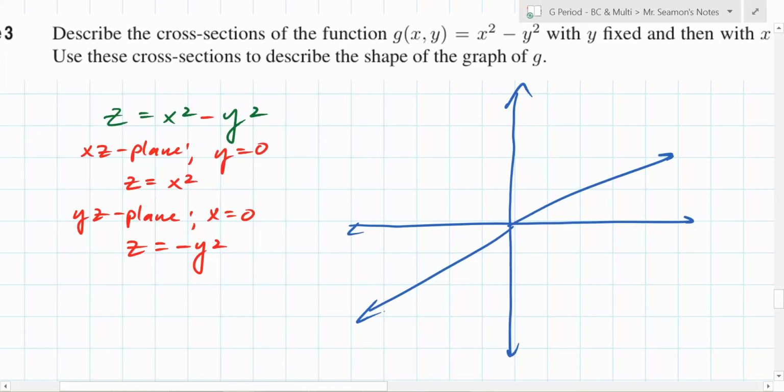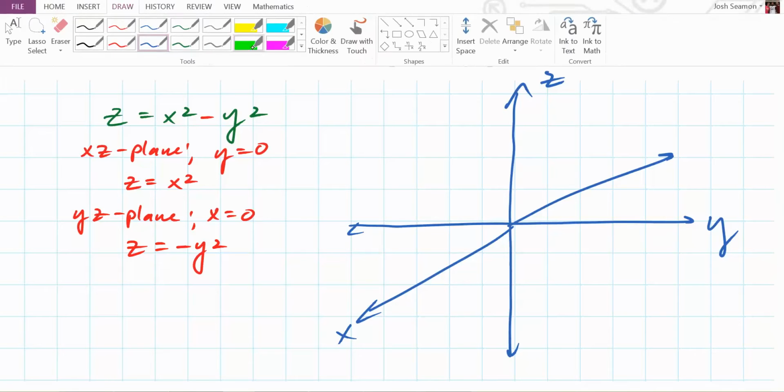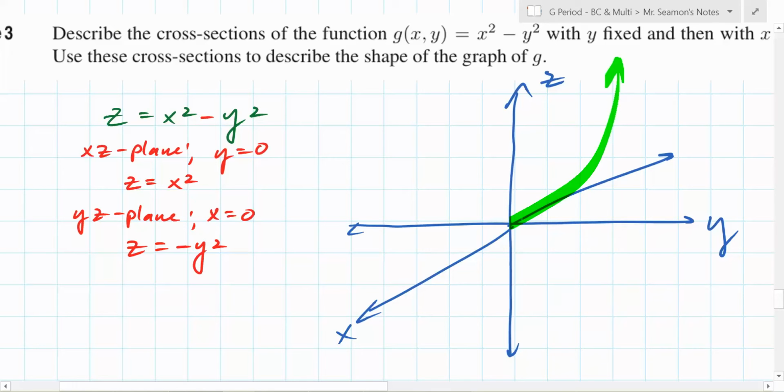It's kind of interesting when you start thinking about it. So the xz plane, so here's z, here's x, and here's y. We have z equals x squared. So what do we end up with? We end up with kind of like this right here. That's on the xz plane. It's kind of going this way, right? So what does the other one look like, though? It looks like this, right?